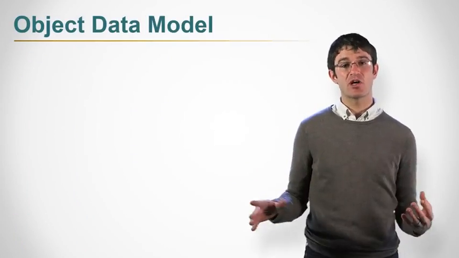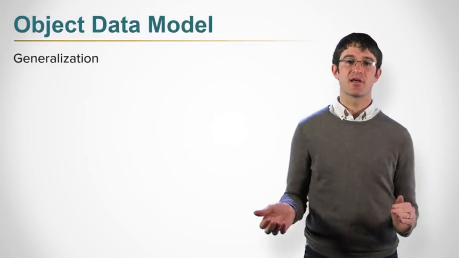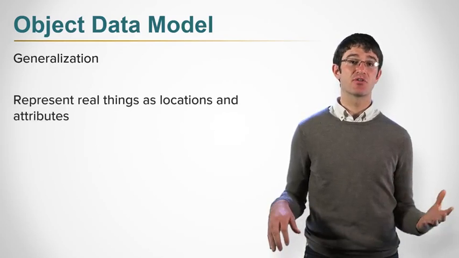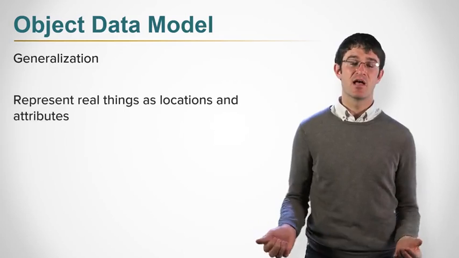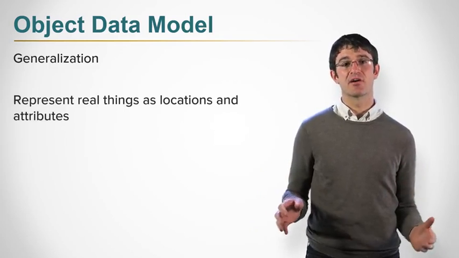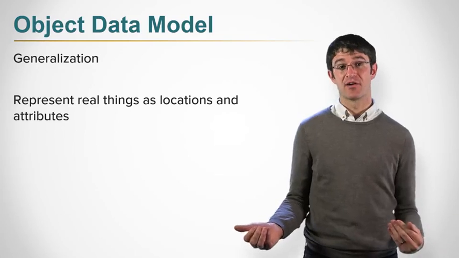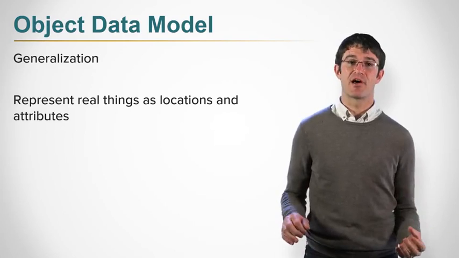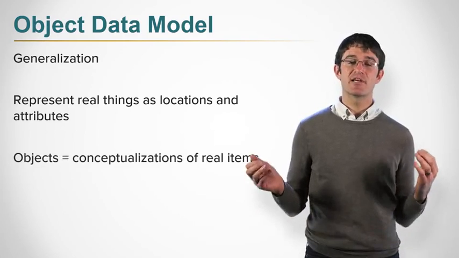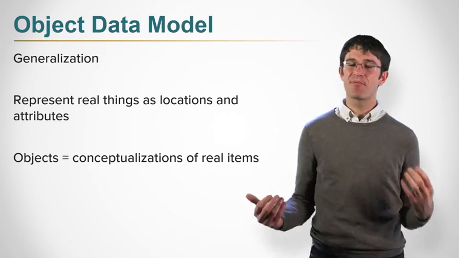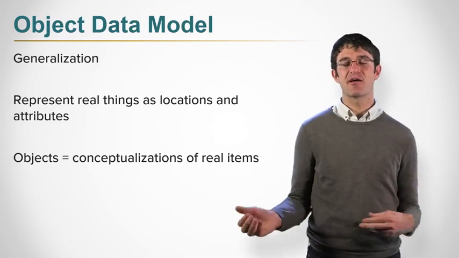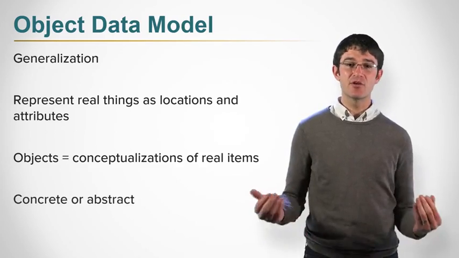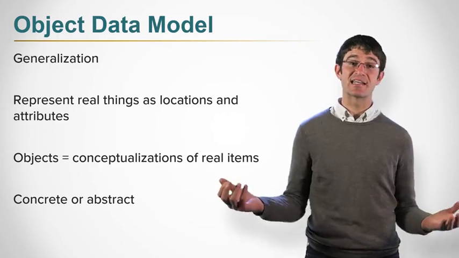To make all of this work, we need to think in terms of generalization. How can we take specific, real things and represent them as some general location and set of attributes? How can we group all objects together? What attributes do they share? To do this, we use a data model we often call the object data model. With objects, we're conceptualizing real-world items as some approximation of that item, as described by a set of attributes we define. These can be concrete things like humans or abstract things like ideas.